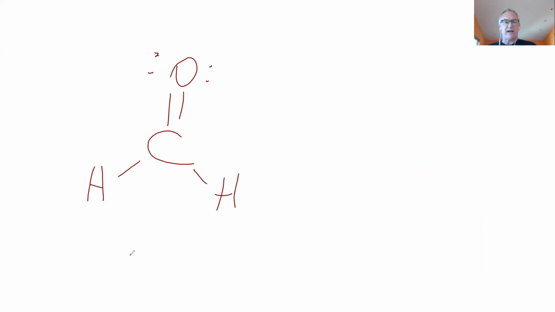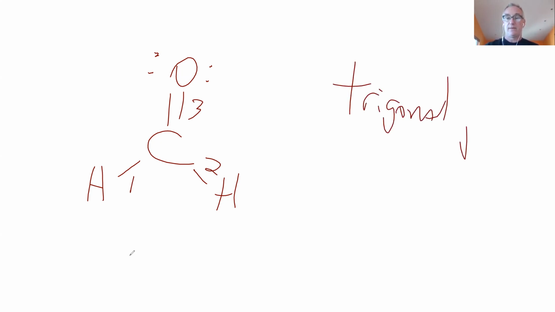How many regions of electron density are there around the carbon? 3. 3, right. 1, 2, 3. Now, it doesn't matter for the overall geometry of the molecule how many electrons are in each one. We just want to determine what geometric group it fits in. So there's 1, 2, 3. So that tells us that it's trigonal planar. But the number of electrons in each group will help determine what the shape is.